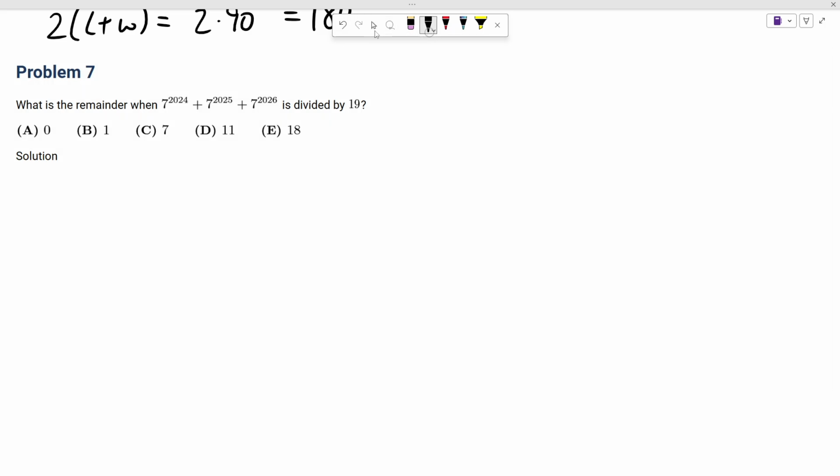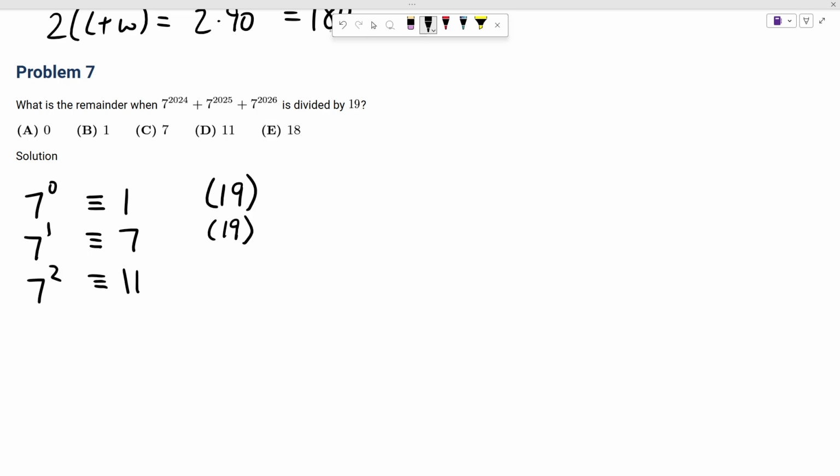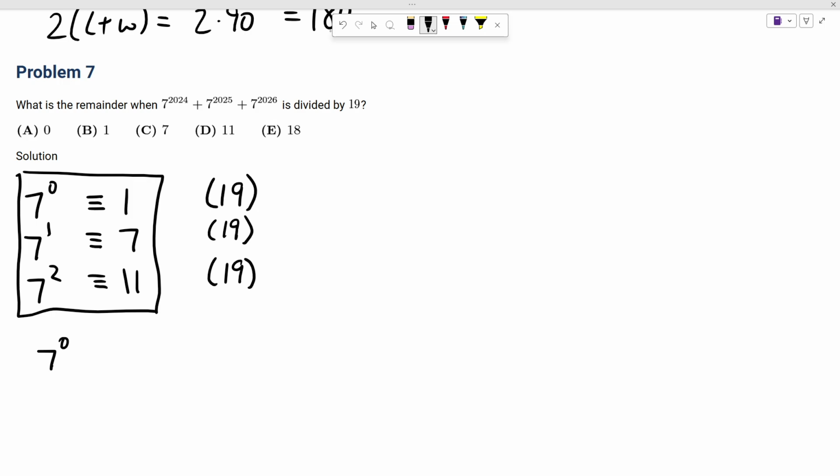For problem 7, what is the remainder when this is divided by 19? For this problem, we might just start testing out small values of 7 to the n. So 7 to the 0 is equal to 1, which is congruent to 1 mod 19. 7 to the 1 is congruent to 7 mod 19. 7 squared is congruent to 11 mod 19. But wait, what happens when we add just 7 to the 0, 7 to the 1, and 7 to the 2 up? 1 plus 7 plus 11 is equal to 19, which is congruent to 0.